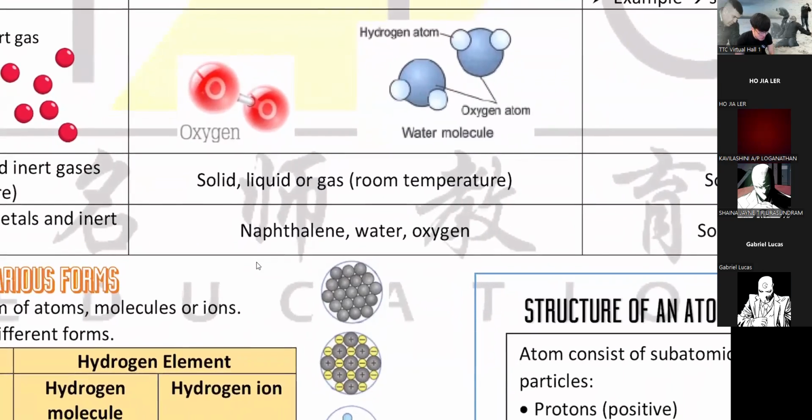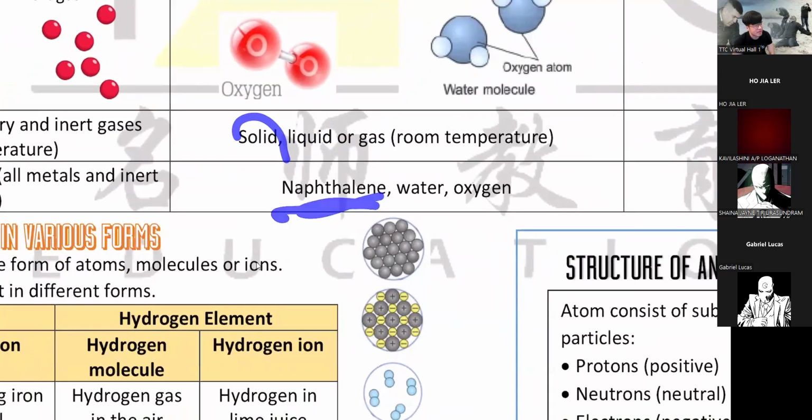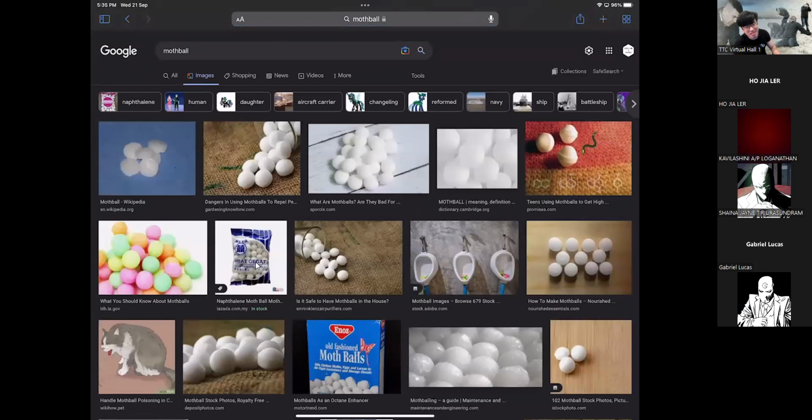About the state, they can be solid, liquid, or gas. Water is liquid. Oxygen is gas. Solid, that will be your naphthalene. Guys, do you know what is naphthalene? Naphthalene, we also call it mothball. Do you know what this is? Just by looking at it, I bet you can smell it already. When you have this thing in your cupboard, oh my god, you will know. That smell, goodness me.